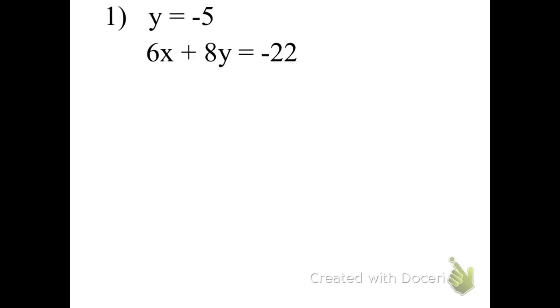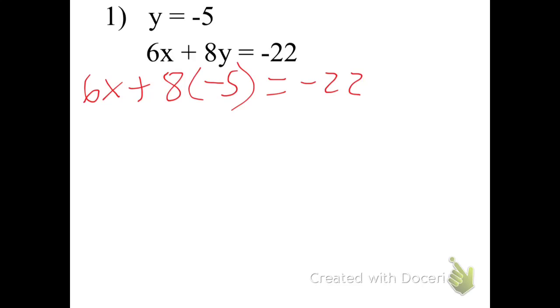Okay, this one, I already have y equals -5. I'm just going to plug that into this equation here and find out what x is. So that is called substitution. You take what y is and you plug it in for y. So I'm going to take my second equation there and plug in what y is, which is -5. And then you do the multiplication, get x by itself.